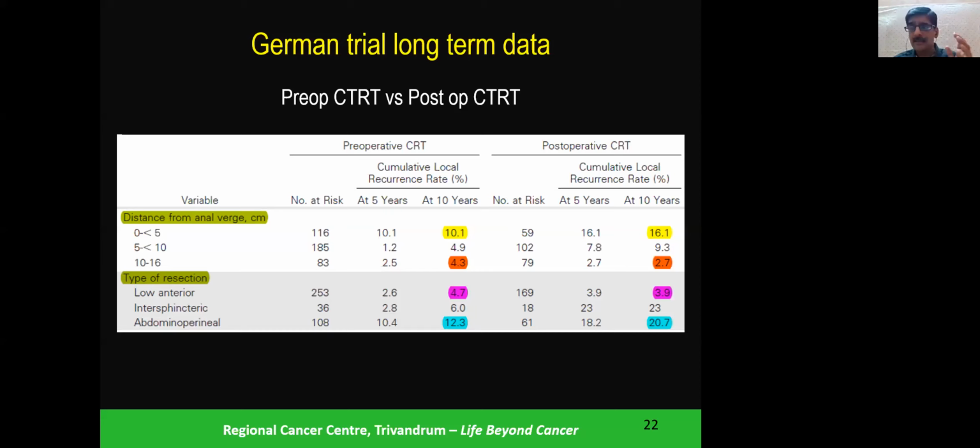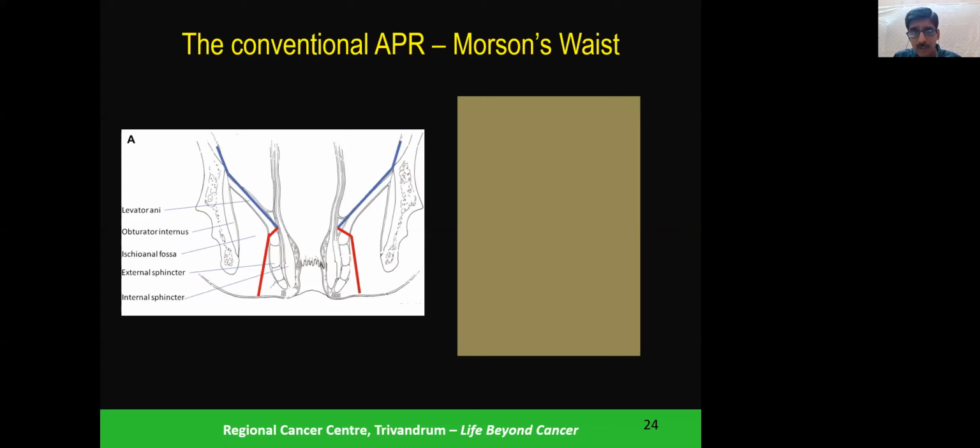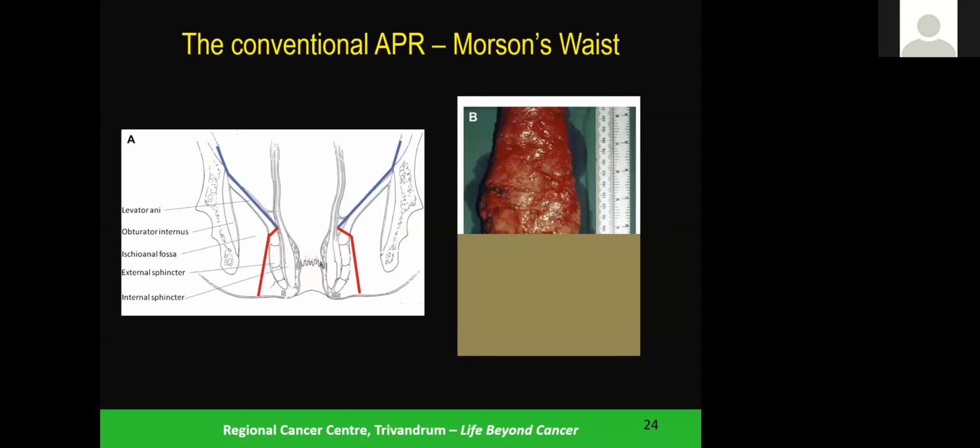This is a further explanation. You may do a good TME in the upper part. The blue line shows that you've done a good TME, but the perineal part goes along the red line. This is the standard or the conventional APR that we all have learned to do. But now if you look at this specimen, you can see that in the upper part, the TME is perfect. You have an intact fascia, et cetera.